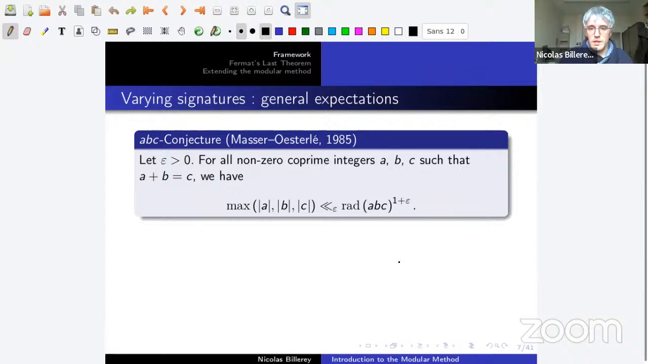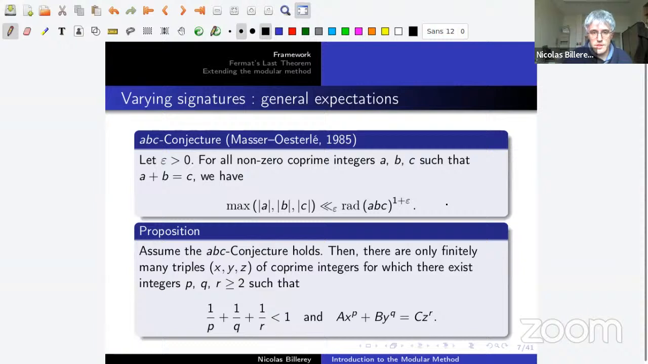Then for any non-zero coprime integers a, b, and c which satisfy a plus b equals c, the maximum of the absolute values of a, b, and c is bounded from above by some constant that depends on epsilon, but not on a, b, c, times the radical of abc raised to the power 1 plus epsilon. And the radical of an integer n here is just the product of the primes that divide n.